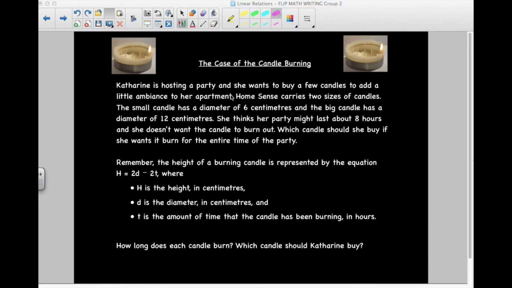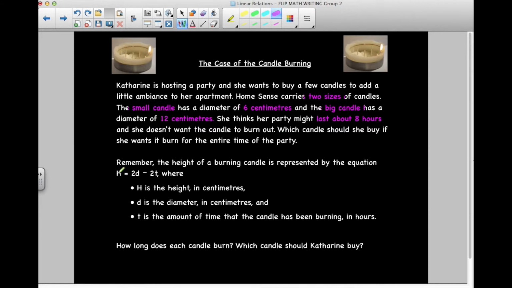Catherine is hosting a party and she wants to buy some candles. There's two sizes of candles. The small candle has a diameter of 6 centimeters and the big candle has a diameter of 12 centimeters. The party will last 8 hours and she doesn't want the candle to burn out, so we say that it has to burn for at least 8 hours if she wants it to burn for the entire time. So which candle should she buy if she wants it to burn for the entire time of the party?